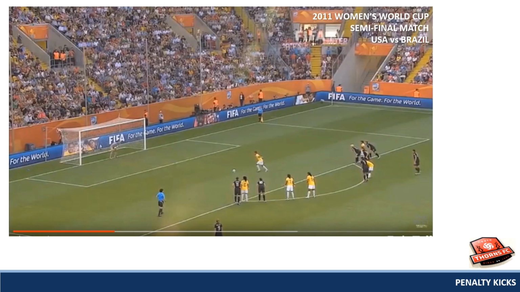And here's a short video clip of a penalty kick taken during one of the most important games in the 2011 Women's World Cup.